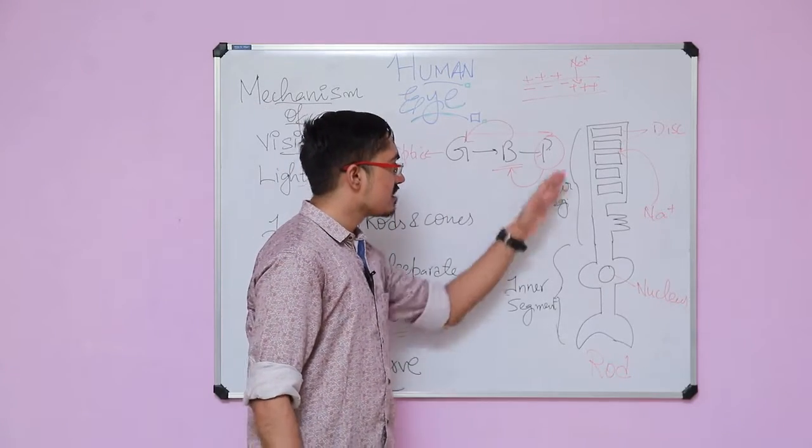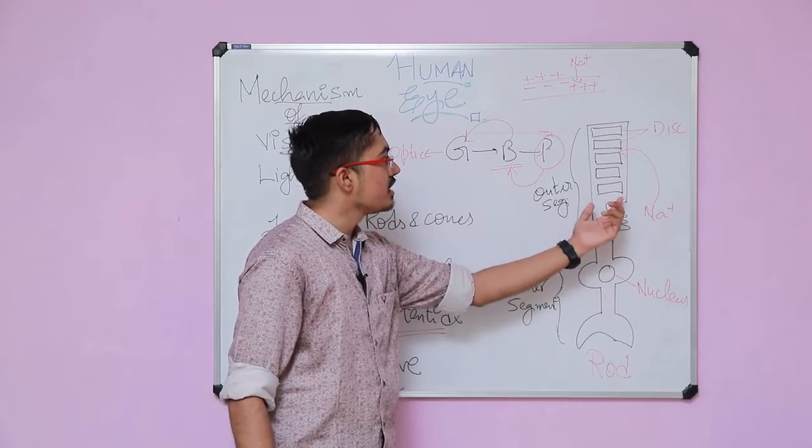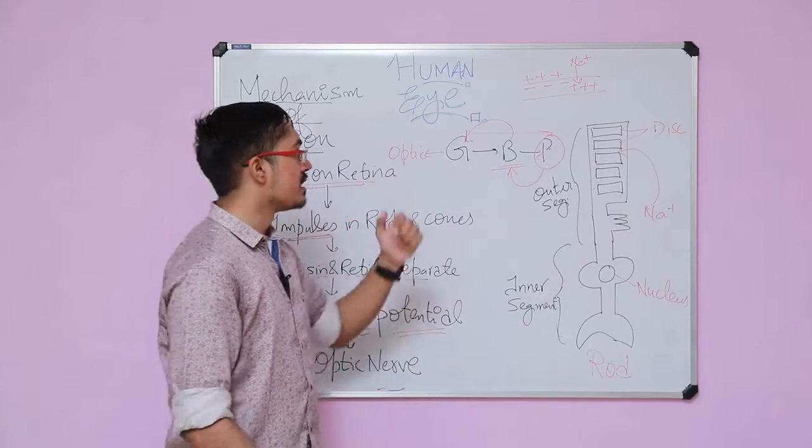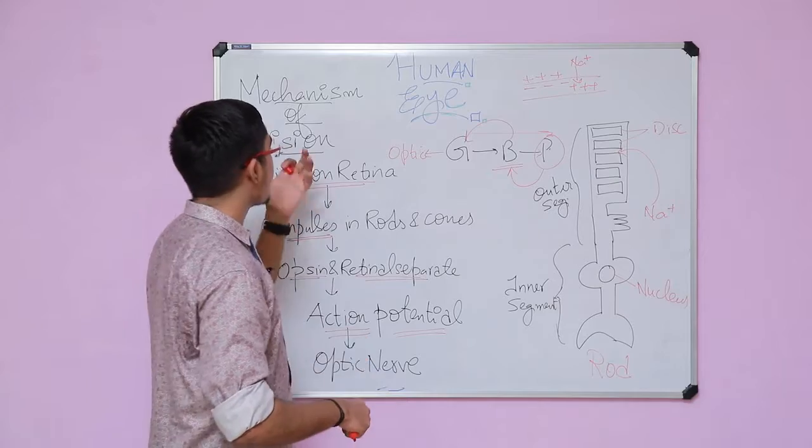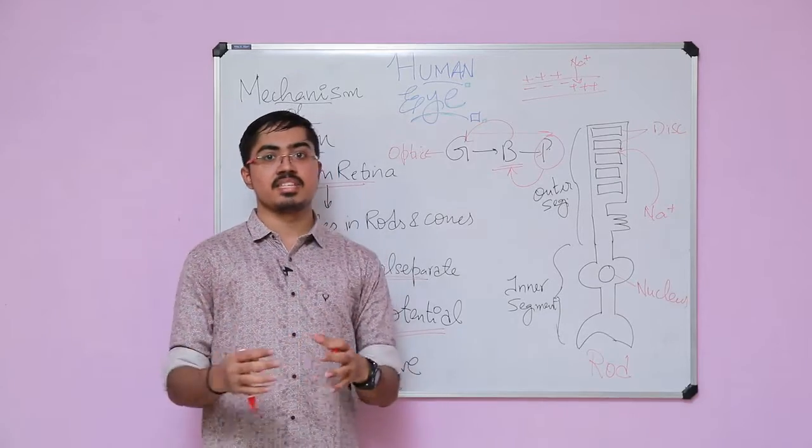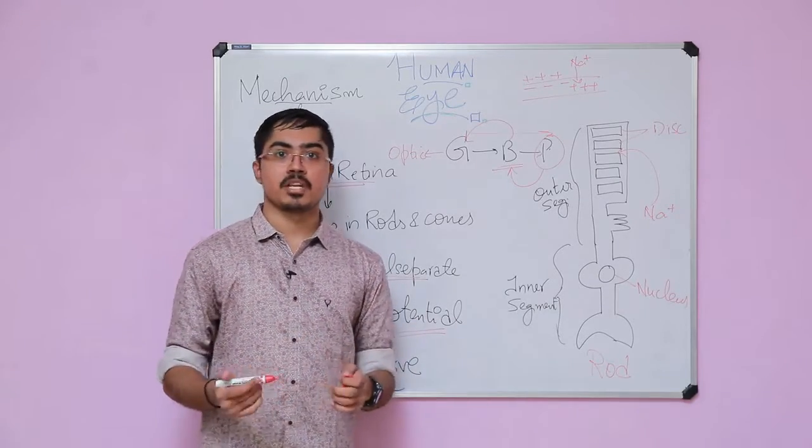Now just understand the structure of rods. There are certain discs over here, and inside the discs we have photopigments. So with this we come to the end of the mechanism of vision. We will now discuss certain diseases associated with the human eye.